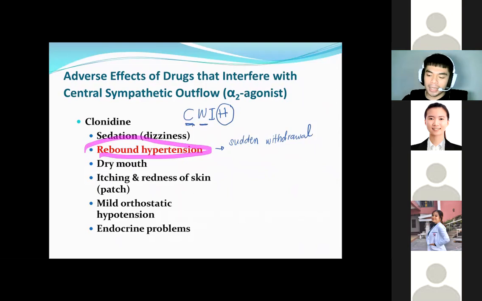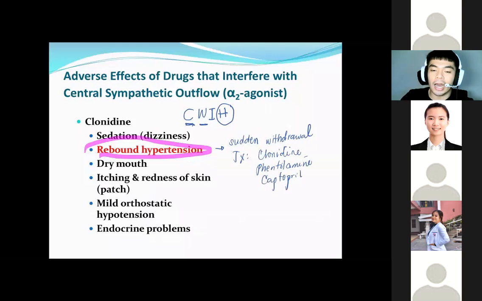Now, para matreat natin ang rebound hypertension caused by clonidine, we have to administer clonidine again. And if not, pwede rin naman ang phentolamine o kaya captopril. Okay? So treatments include continuation of clonidine use, and then phentolamine and also captopril.